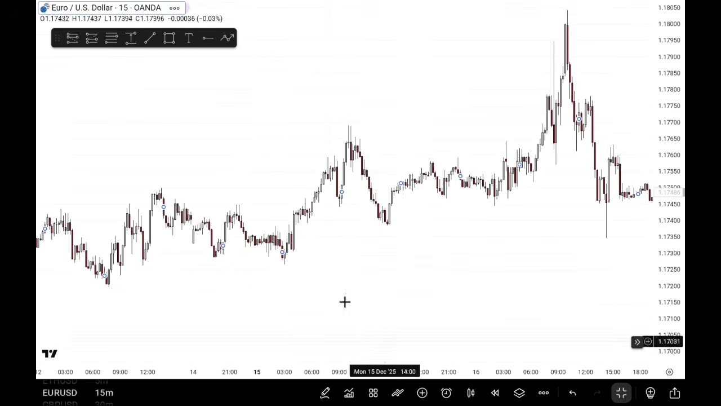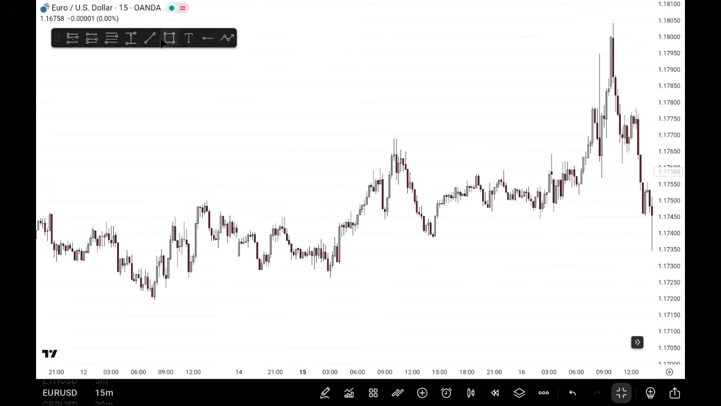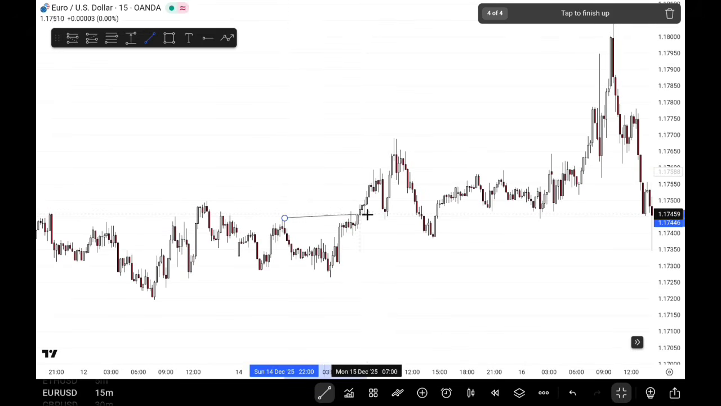All right, now at this point we have this break of structure to the upside.